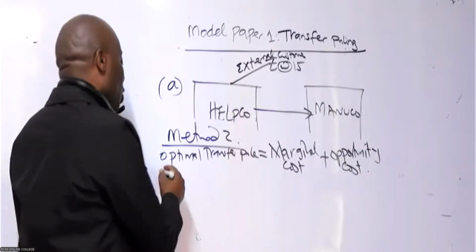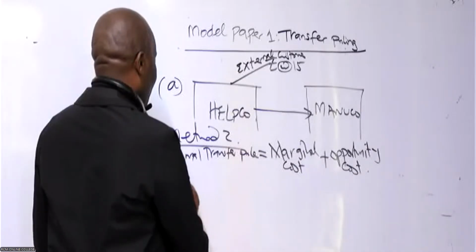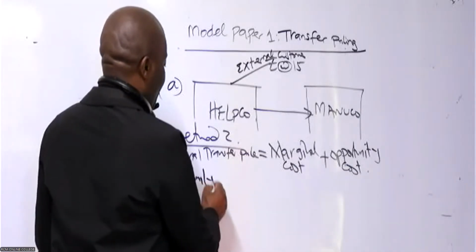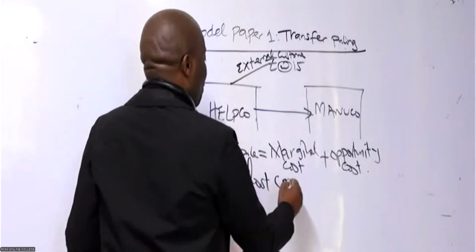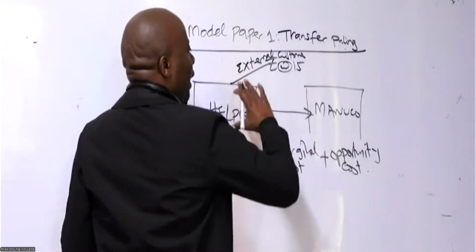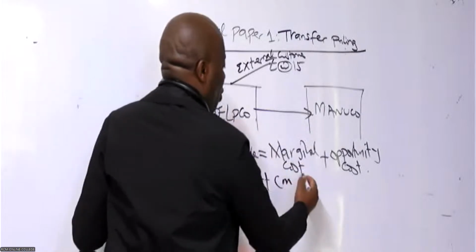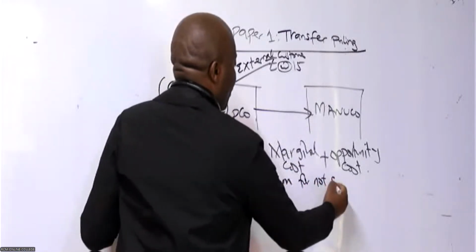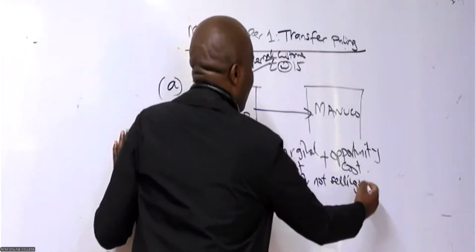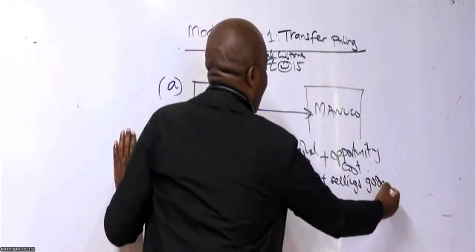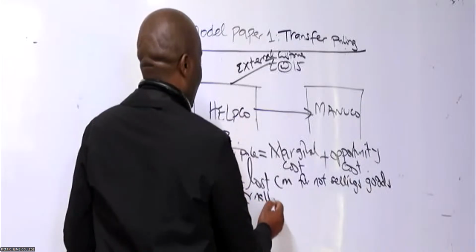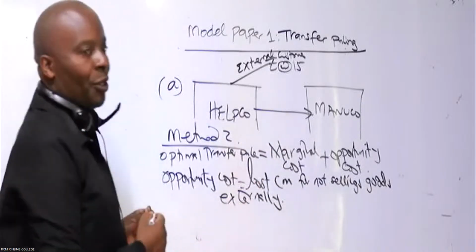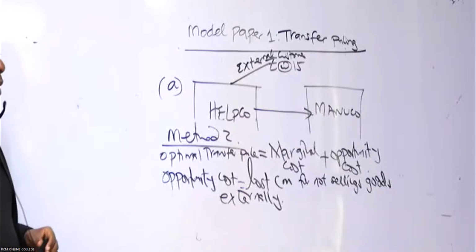Opportunity cost is the lost contribution margin for not selling goods externally.